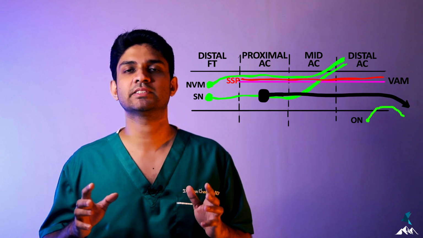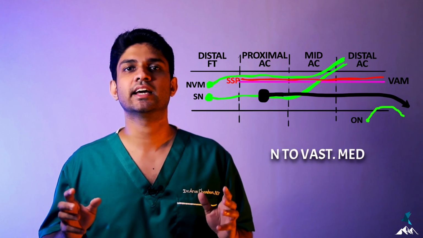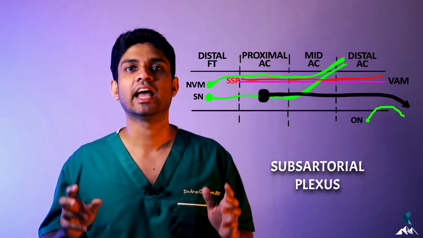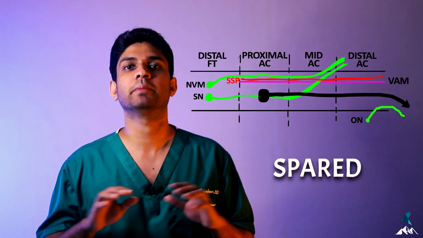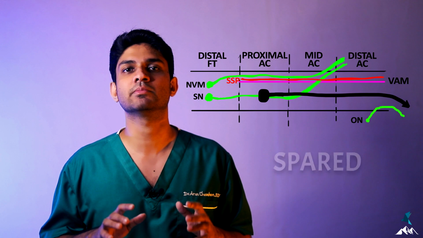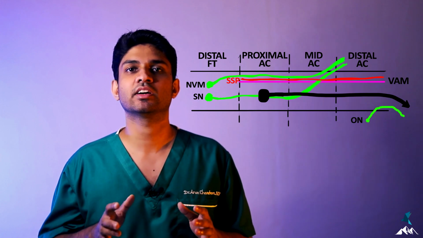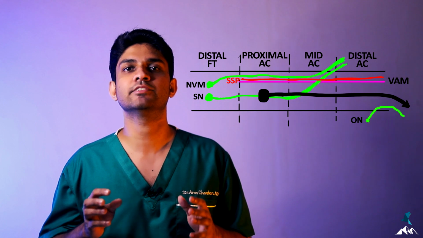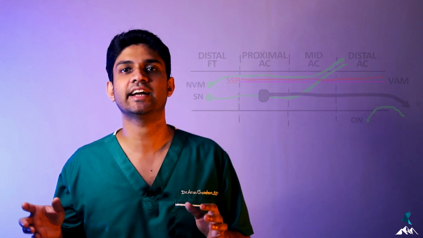So ideally the structures which are seen in between these two, that is the nerve to vastus medialis, the subsartorial plexus and the medial end of the peripatellar plexus, all these are going to be spared if you give a proximal adductor canal block. But the advantage of giving a proximal adductor canal block is that a 10 to 20 cc volume given in this part can spread distally through the adductor hiatus to involve the popliteal plexus.